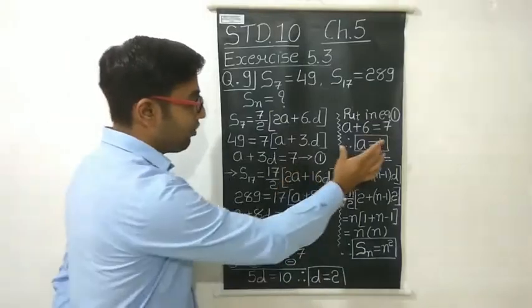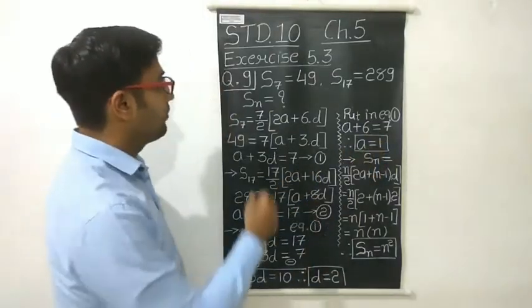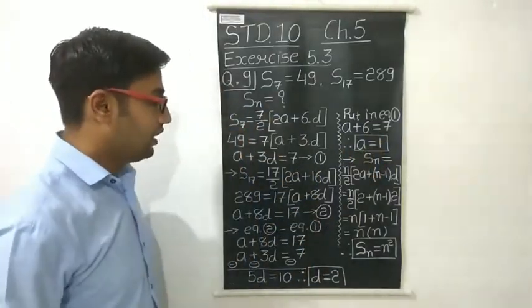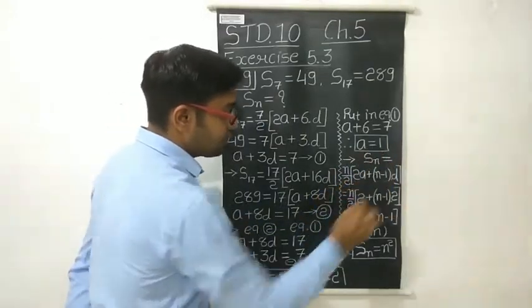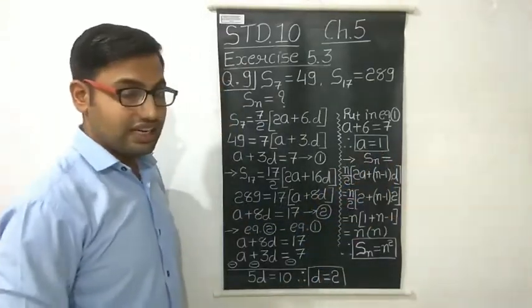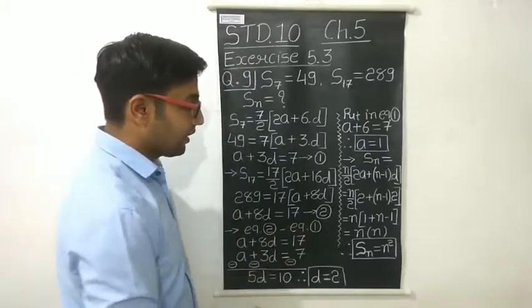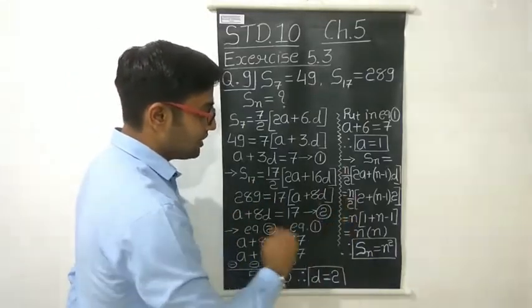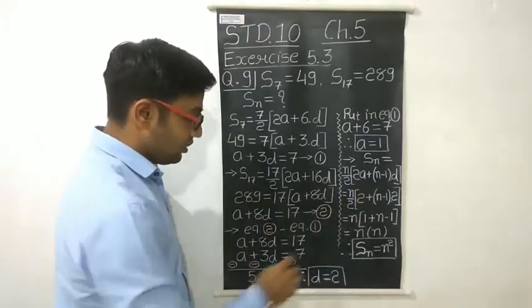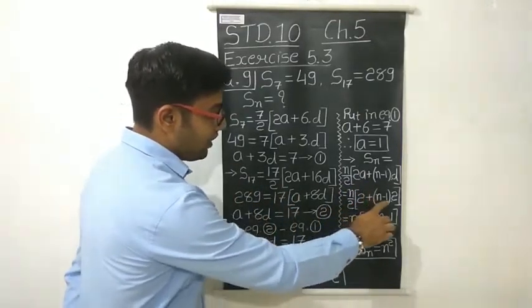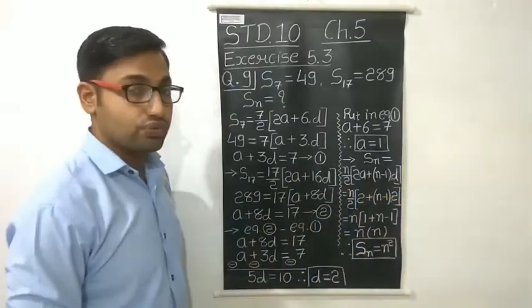Now we have the value of a and the value of d. We have to find Sn. Write down the formula of Sn. Sn equals n by 2 into (2a plus (n minus 1) into d). Now put down the values of a and d. So we get n by 2 as it is, 2 into a, that means 2 into 1. So 2 ones are 2, plus (n minus 1), and d equals 2.